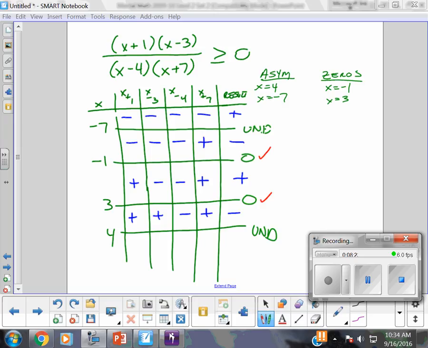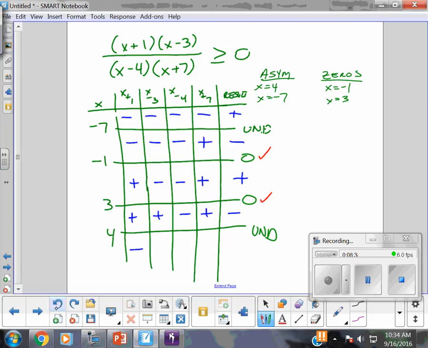Greater than 4, I put in 1,000 in my head. 1,000 plus 1 is positive. 1,000 minus 3 is positive. 1,000 minus 4 is positive. 1,000 plus 7. And I'm putting 1,000 in all these binomials at the top of the column. And I'm just deciding the sign result of it. Now, we decided the 0 is okay. It has to be greater. This result is positive.